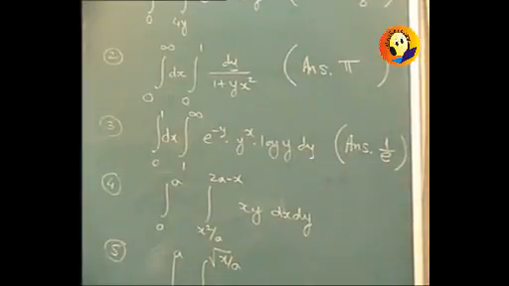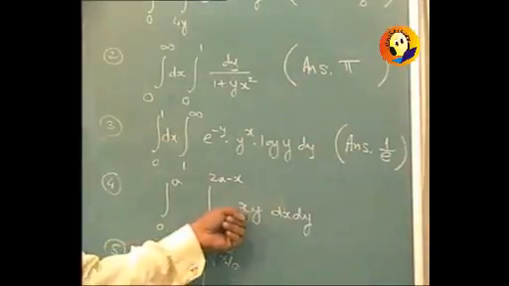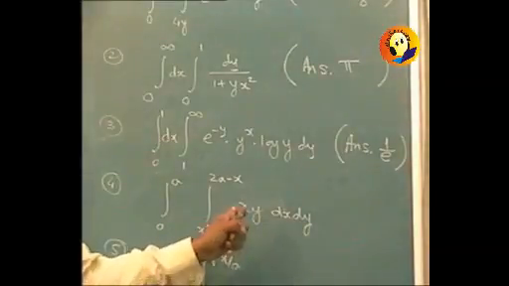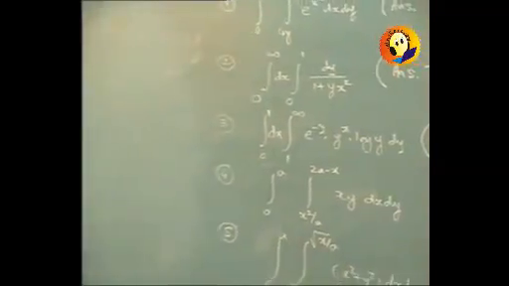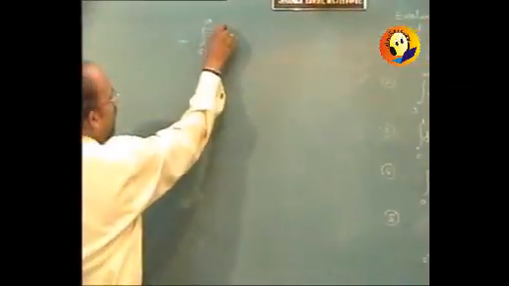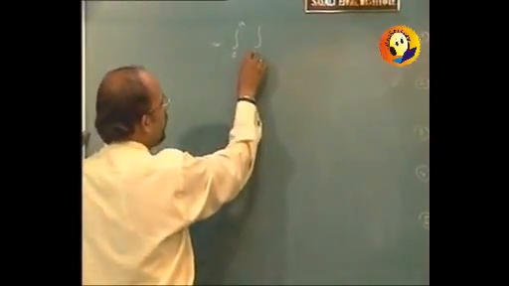Let us have a look at problem number 4. Limits are in terms of x. So these are values of y, and we are required to integrate with respect to y first. We can integrate this particular function xy with respect to y, probably without going for changing the order of integration. The problem can be solved.